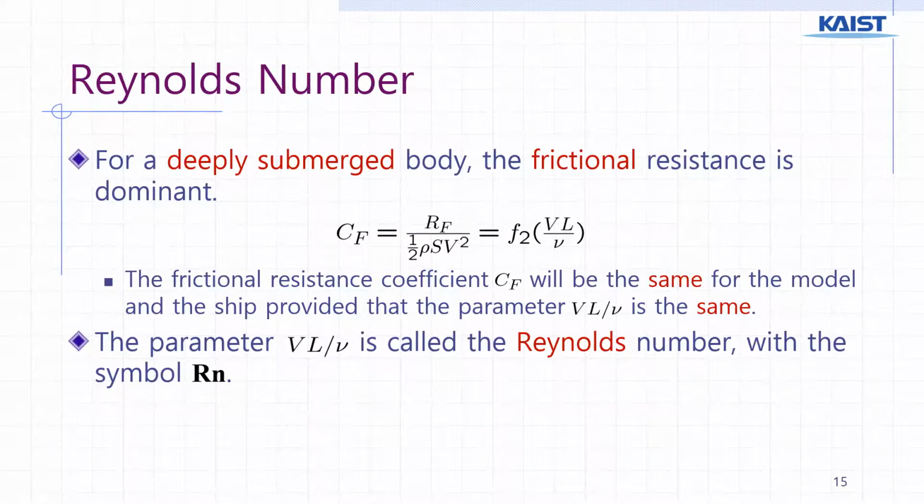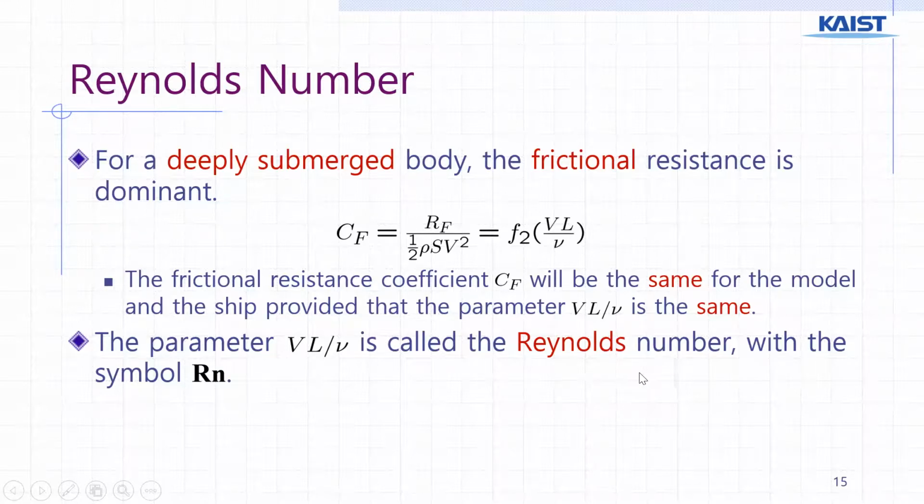So the Reynolds number applies mostly to turbulent flow, not laminar flow. Anyway, for a deeply submerged body, the frictional resistance is dominant because there is no wave resistance. The frictional resistance coefficient CF will be the same for the model and ship, provided the parameter, the Reynolds number, is the same. So that is another interesting finding. We call this the Reynolds number.